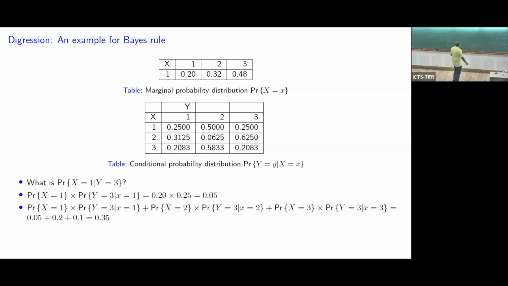So let me just write it down. We are trying to just do Bayes rule. So this we computed. Bayes rule says that this is the same as this. Okay, so we have now computed this. This is 0.2, this is 0.25. That is the numerator, so we get it as 0.05.